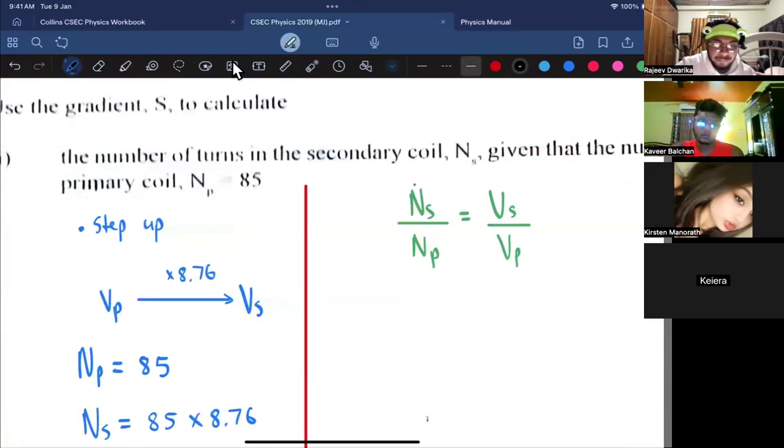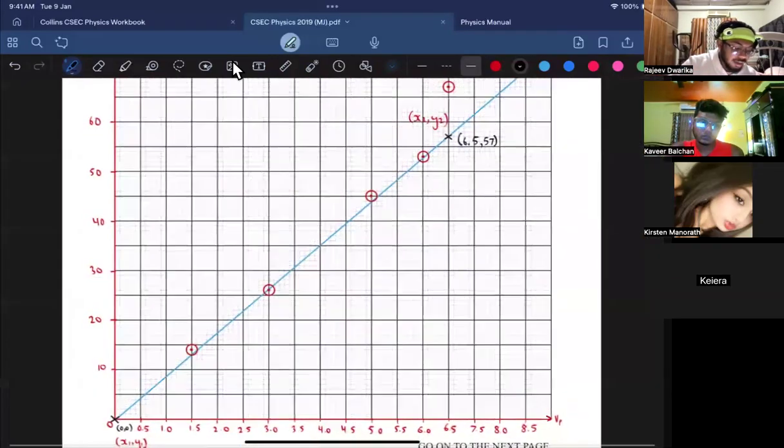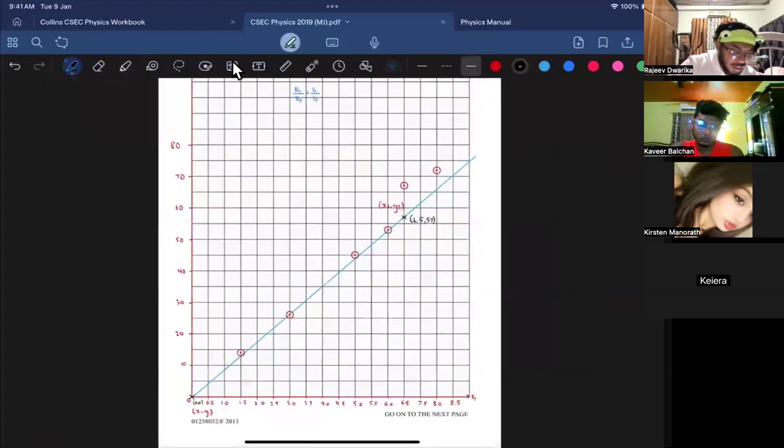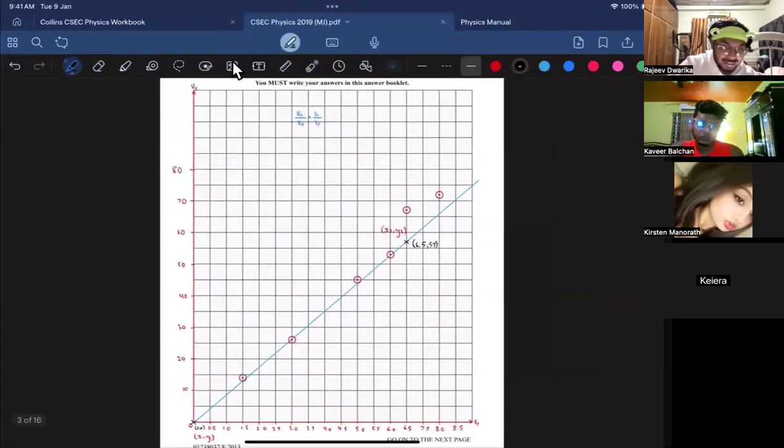Right. Is there anything we find that tells us how many times bigger the voltage in the secondary is? The gradient. That's what we found. You understand? Right. We found the gradient. And I want you to understand what you're doing. The gradient is a change in the y-axis over a change in the x-axis. What is on the y-axis?